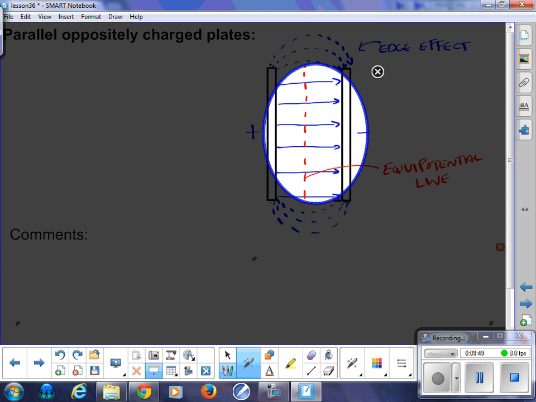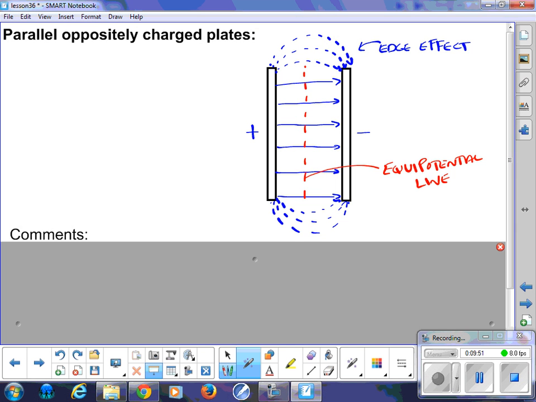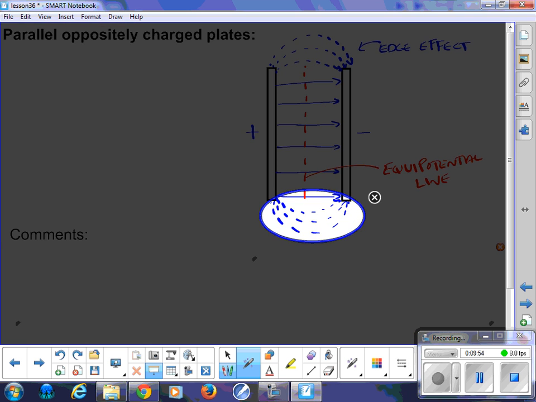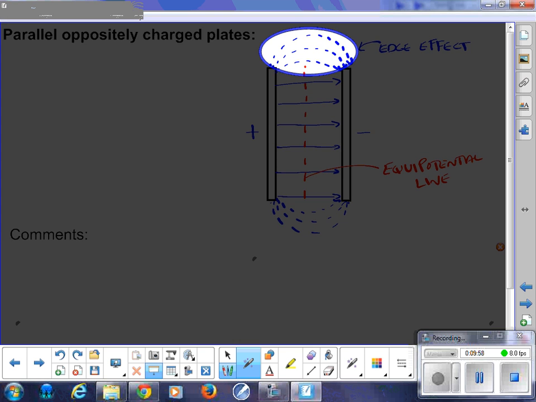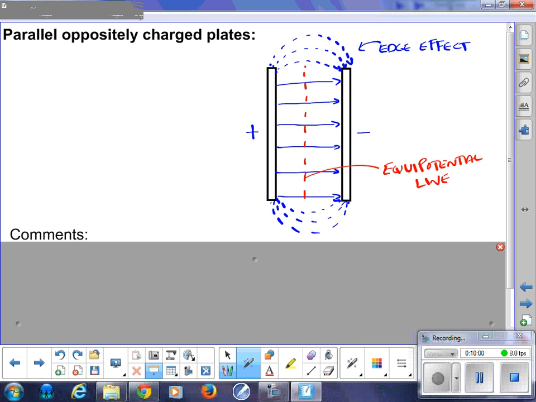However, when we have this set up in an application in the real world, we have to be aware of these edge effects because they do create electric fields. So it is important to remember they're there. They're usually not desirable. Usually that's not the whole goal when we have our parallel plates.